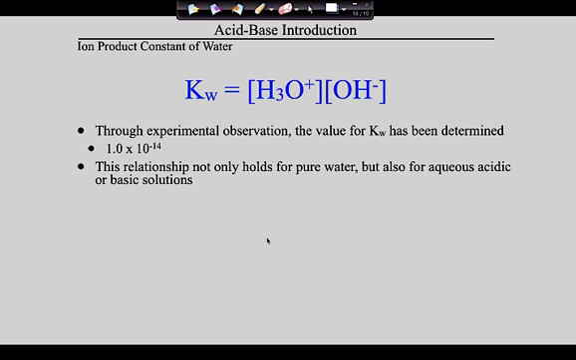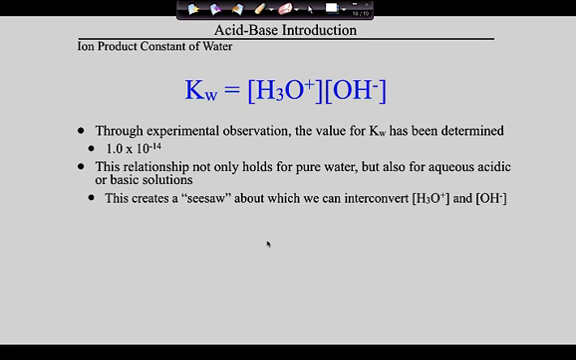So guys, this relationship Kw does not only hold true for water. It also works for acidic and basic solutions. So it really becomes a seesaw. That's the way I think about it. That Kw is our fixed point. So if we think about this as being a teeter-totter, as one of these goes up, the other has got to be going down in order to maintain the value of Kw. So if we know the concentration of hydrogen ion, we can figure out the concentration of hydronium ion, and vice versa, because one interacts with the other to maintain Kw.